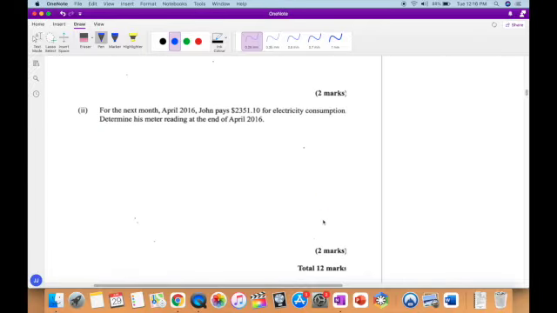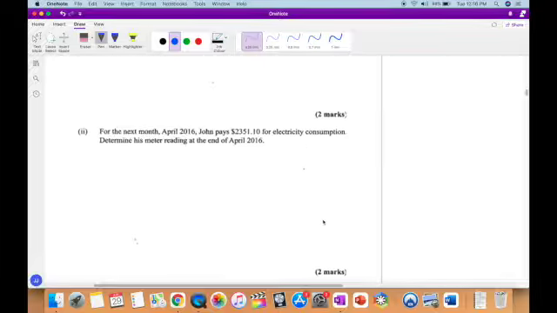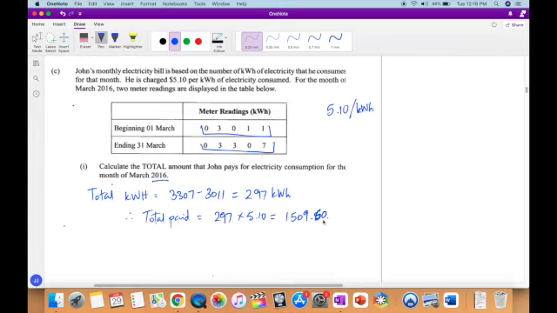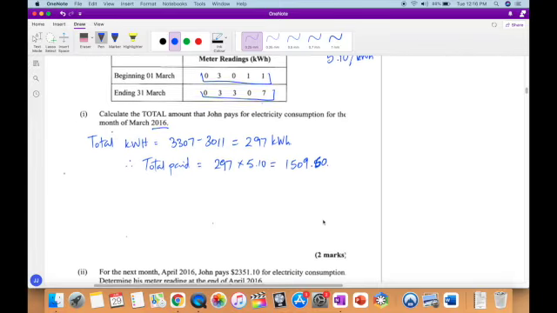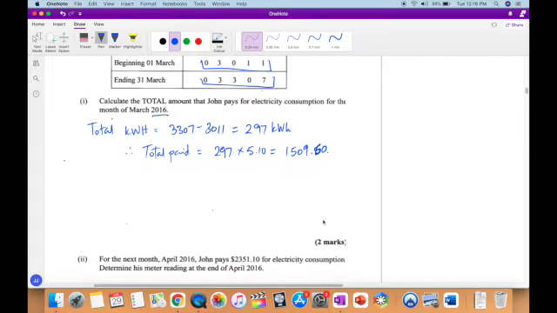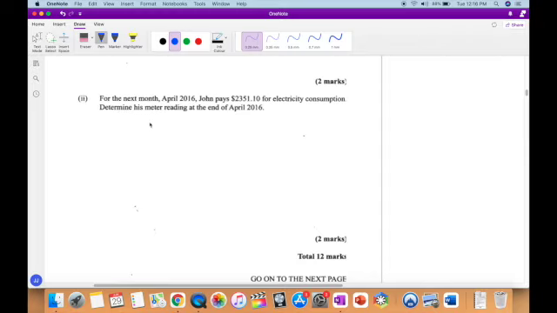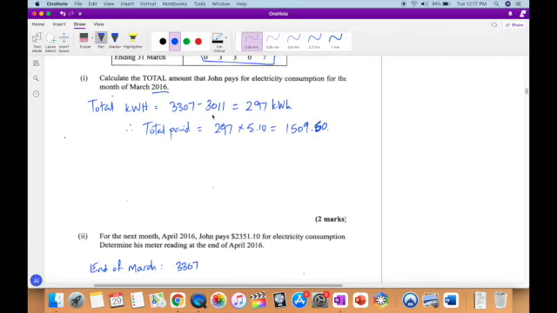For the next month of April, John pays that amount for electricity consumption. Determine his meter reading at the end of April. Wow, that is an interesting question. So at the end of March, his meter reading is 3307, right? So at the end of March, 3307 is his meter reading.